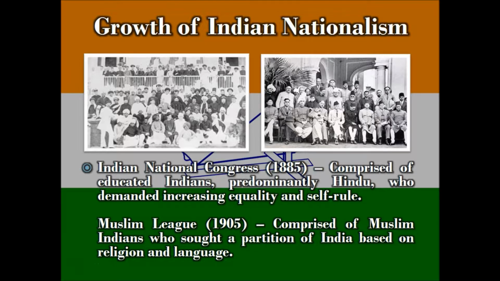So India is made up of Hindus and Muslims. And Muslims wanted a partition of India so they could have a Muslim state. This is something we're going to look into later on in the year.